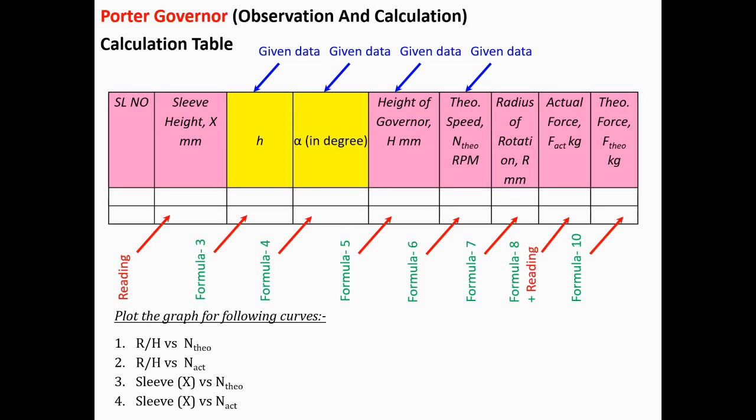Now, after calculating all these values, you need to plot the following graphs: R by H versus N theoretical, R by H versus N actual, slip distance versus N theoretical, slip distance versus N actual. Now, the experimentation procedure I will show you in the next video, where you can see how sample experimentation results are recorded.